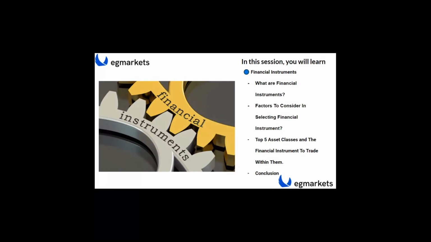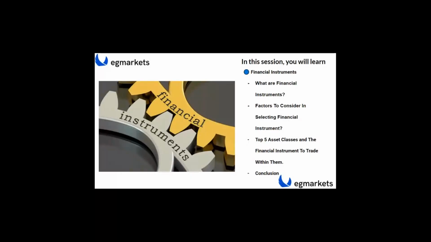The last but not the least factor in choosing a financial instrument is the availability of information. How available is the information on that financial instrument? Truth be told, if there is not enough information about that financial instrument for you to capitalize on, I don't think you should venture into trading it.